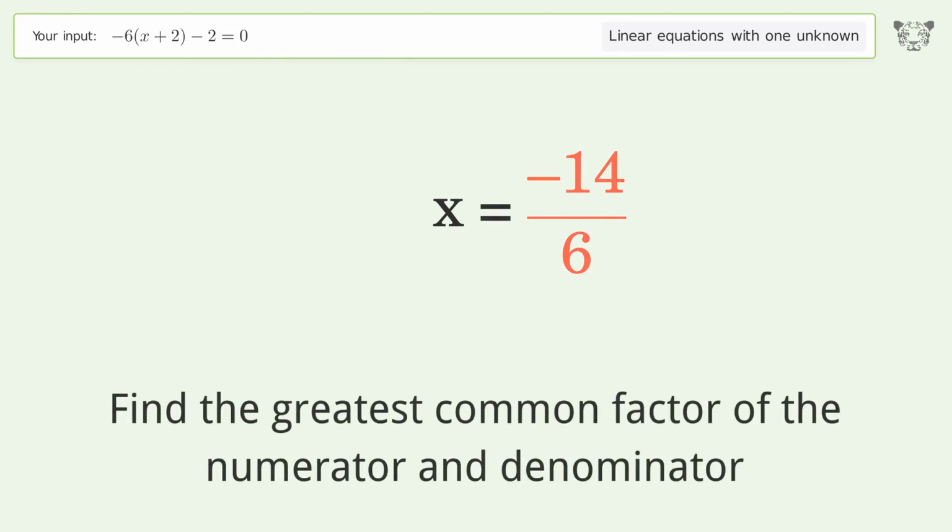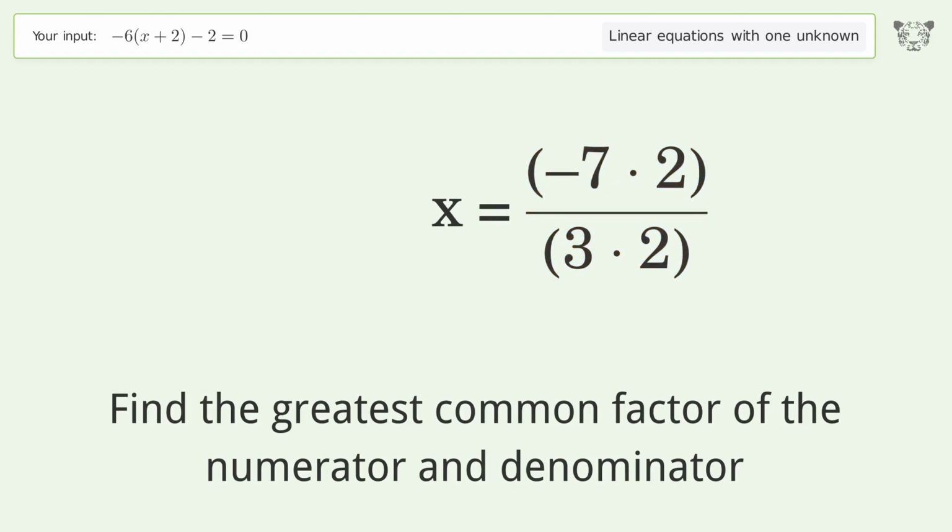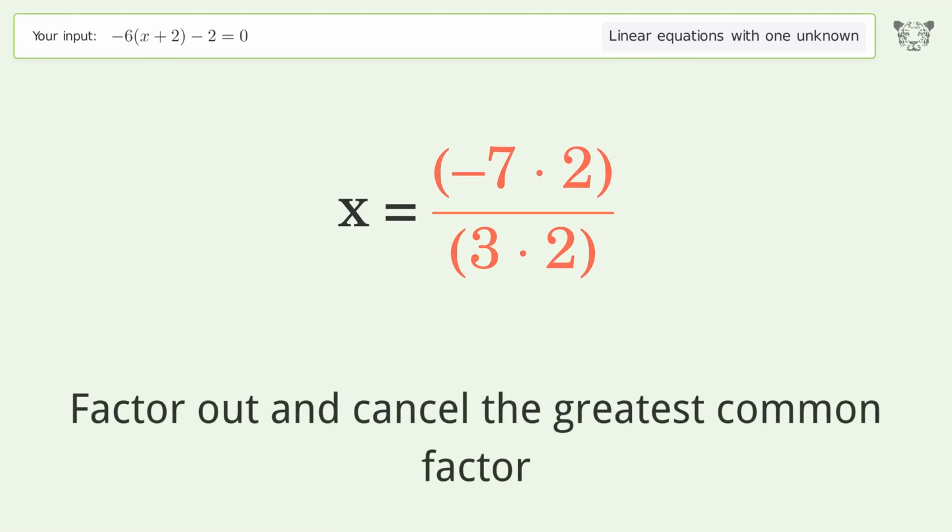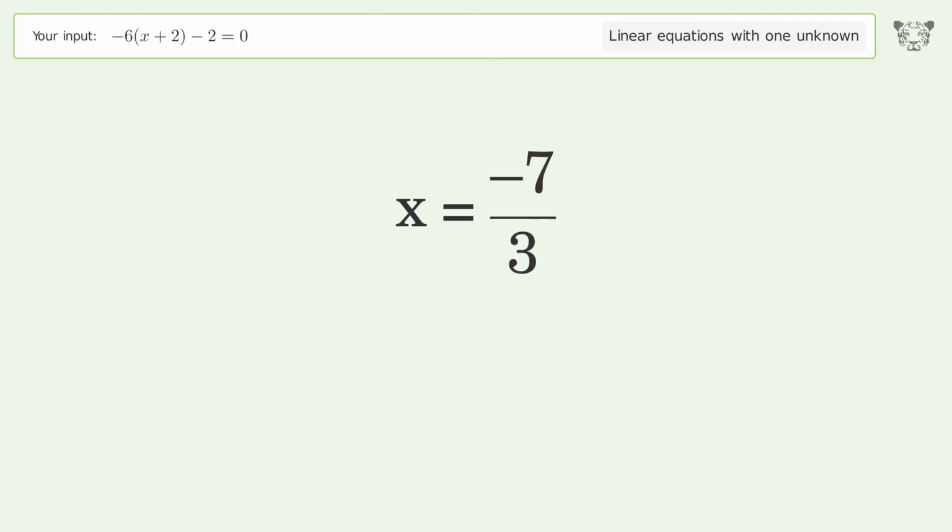Find the greatest common factor of the numerator and denominator. Factor out and cancel the greatest common factor. And so the final result is x equals -7/3.